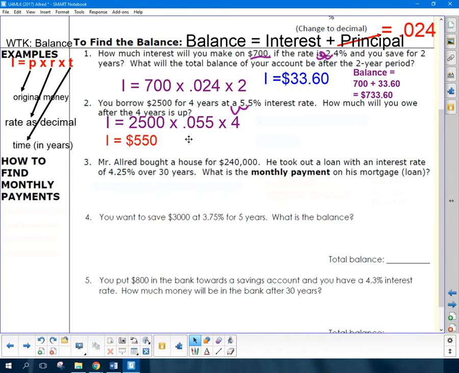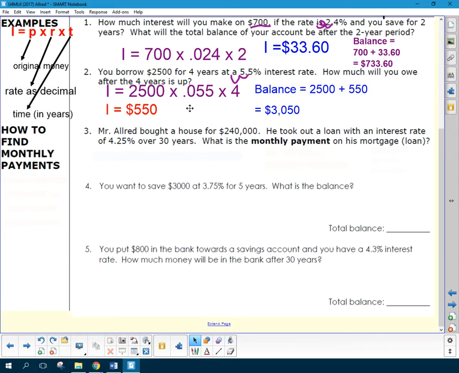Okay, to find the total amount that you will owe, right? If you borrow money from the bank, after 4 years, you still have to pay them back that original money, but you also have to pay them back that interest. It's kind of like tax that we talked about earlier. So to find the balance, we take $2,500 and add $550 to it, and you would owe the bank $3,050 over the course of 4 years. Right? So the bank is going to make about $550 off of you taking their money from them. Isn't that crazy? That is crazy.